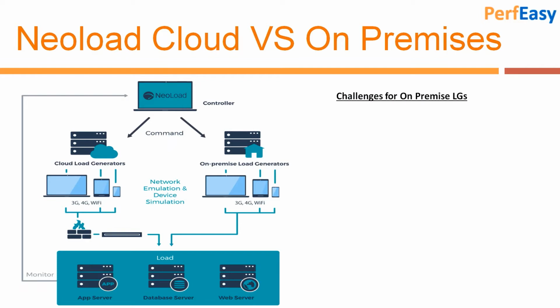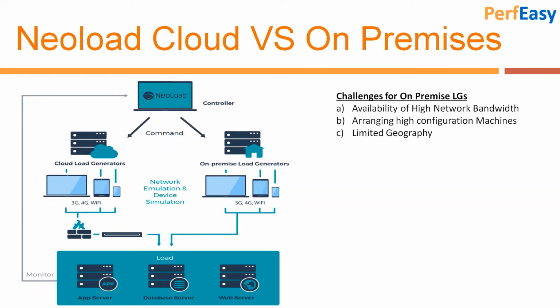While we choose the type of load generator that we should use, there are a few challenges that we should know with the on-premise load generators. First is availability of high network bandwidth. Every office has a limited network bandwidth available to that office premises, and that network is also being shared between different people who are working in the same premises. So network availability is a problem if we are thinking of generating 10,000 users.